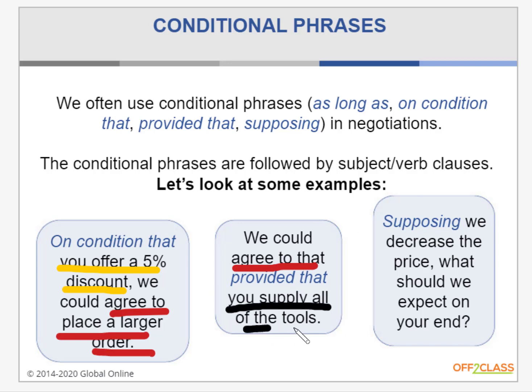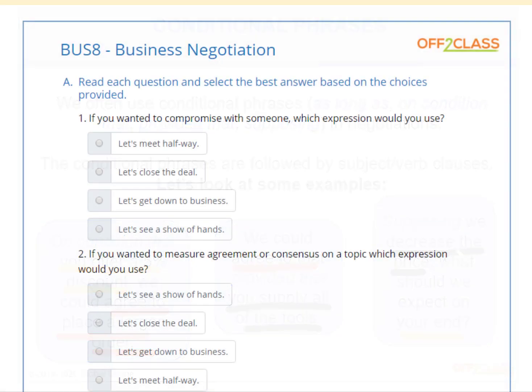Like, I will do X if you do Y. I will do this if you do that. Right? Supposing we decrease the price, what should we expect from you, right? On your end, what should we expect on your end? If we decrease the price, what will you do? Suppose we decrease the price, what will you do in return? That's how a conditional statement works. Tit for tat, right? Okay, let's talk about the homework, right?